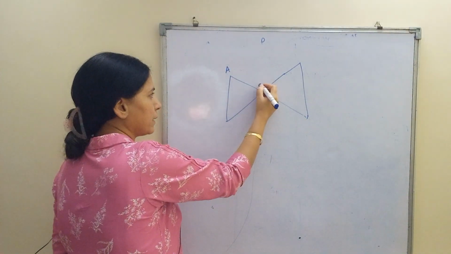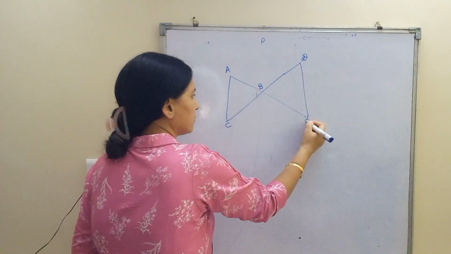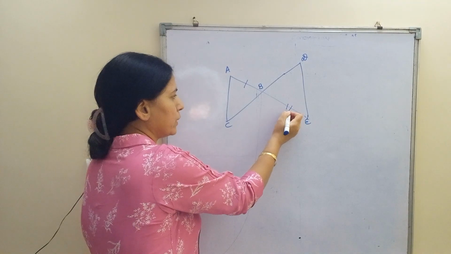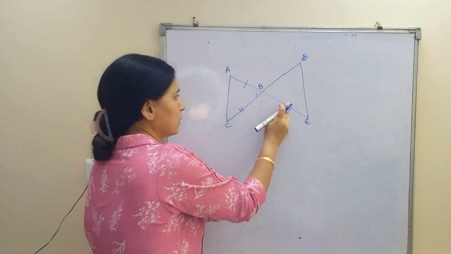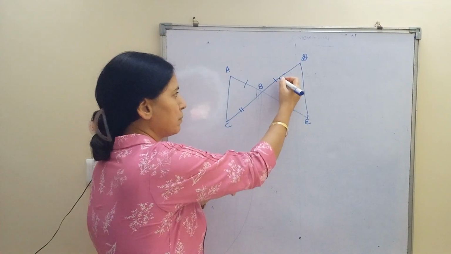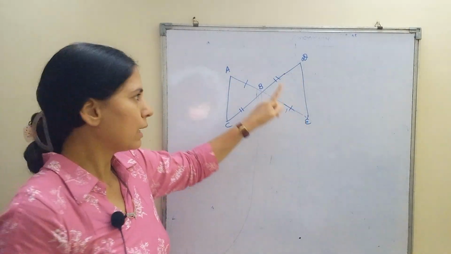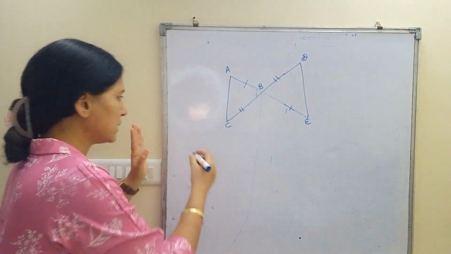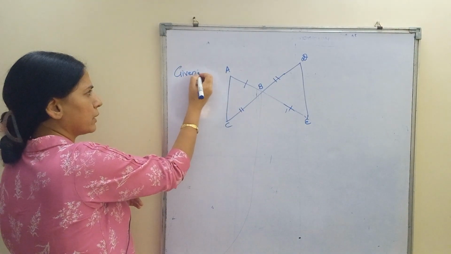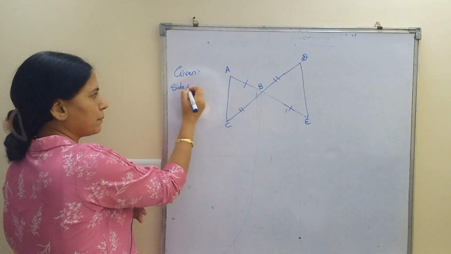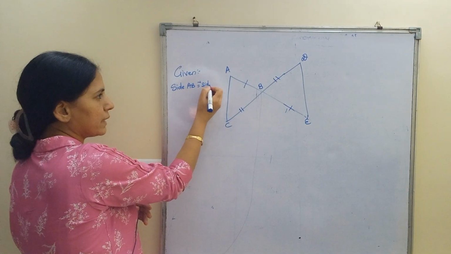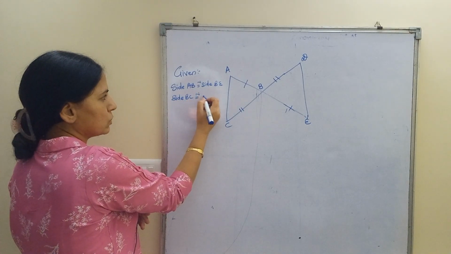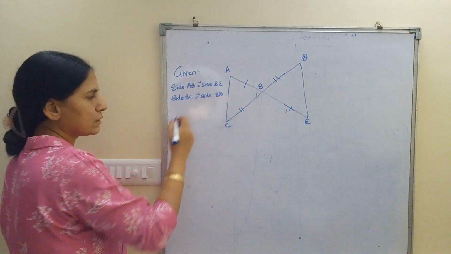Let me name them A, B, C, D, E. Okay, and what is given is AB is congruent to BE and DB is congruent to BC. This is given. See, they will give you certain things. There will be some conditions given. Side AB congruent to side BE and side BC is congruent to side BD. These are two things given.